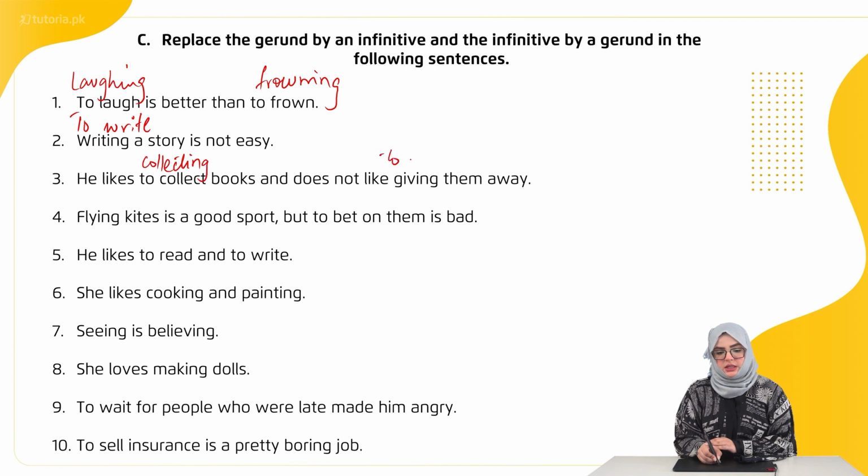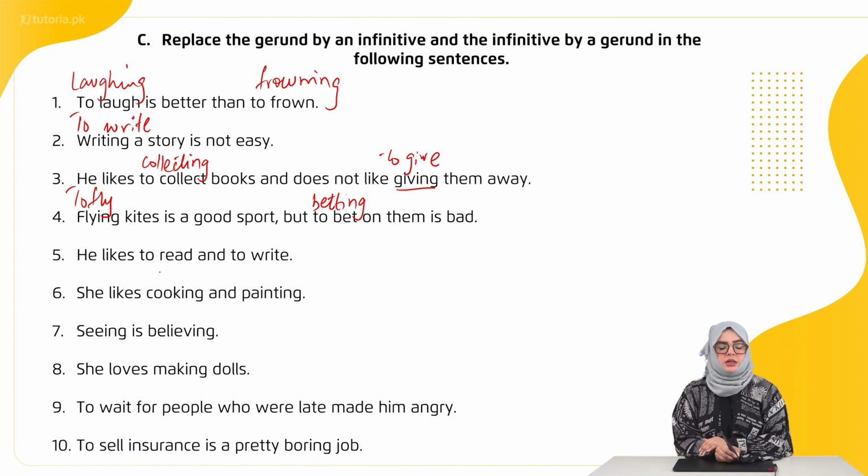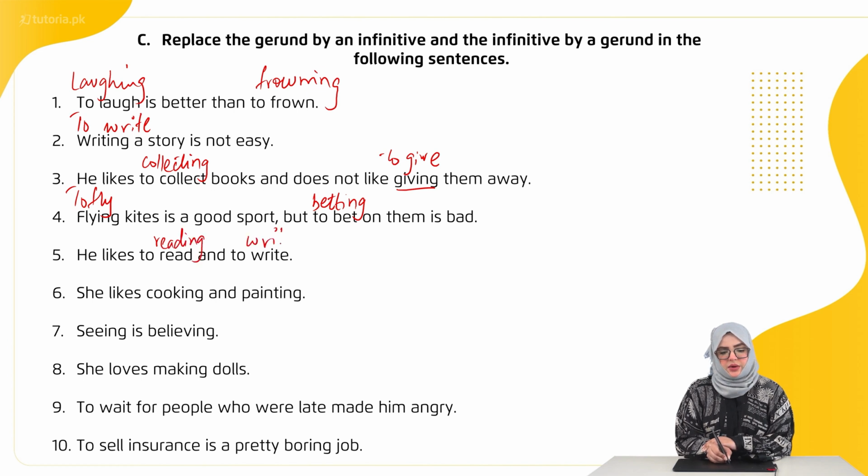And does not like giving them away. Does not like to give them away. Gerund था, इसको हमने infinitive कर दिया. Fourth is flying kites is a good sport, but to bet on them is bad. To fly kites is a good sport, but betting on them is bad. He likes to read and to write. He likes reading and writing.